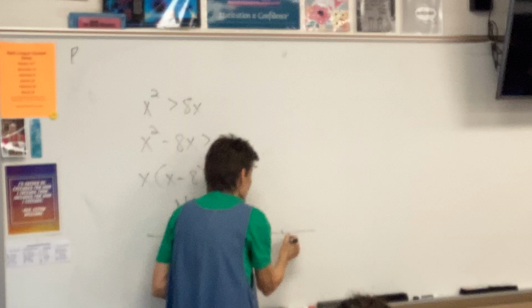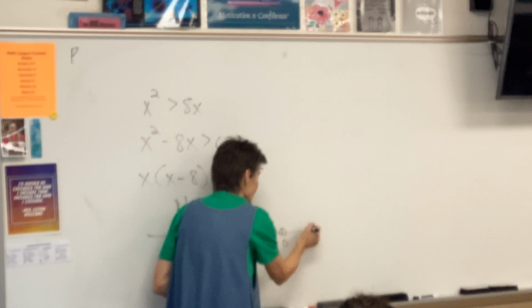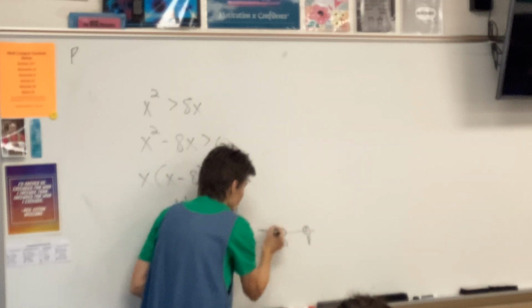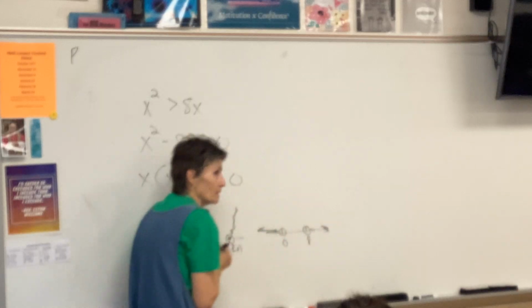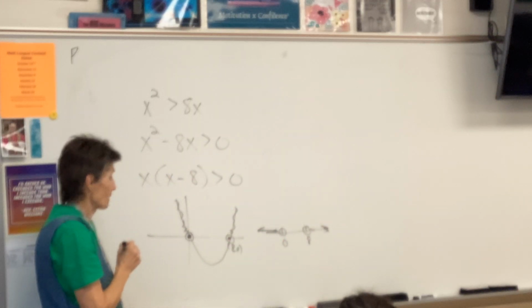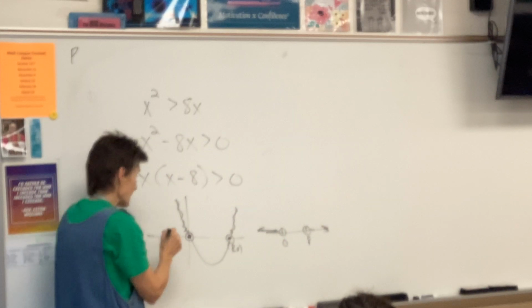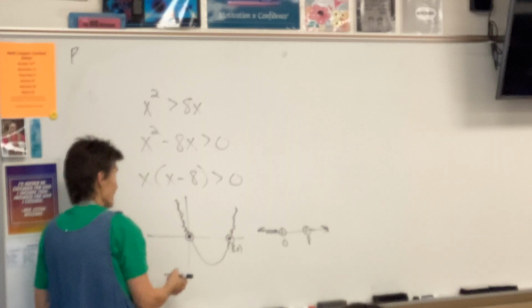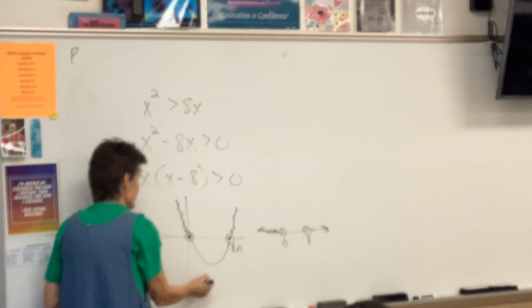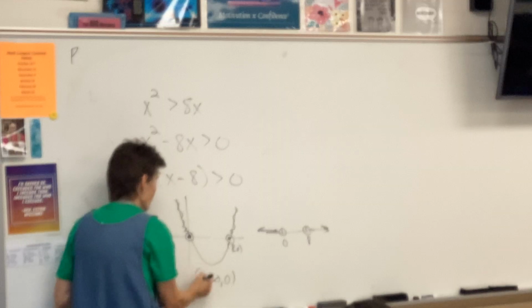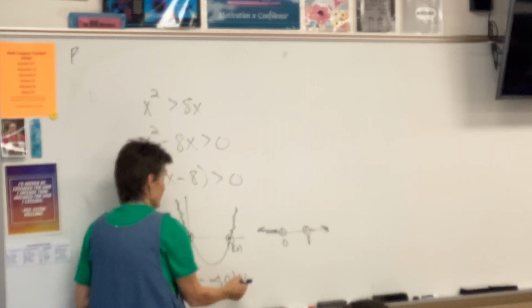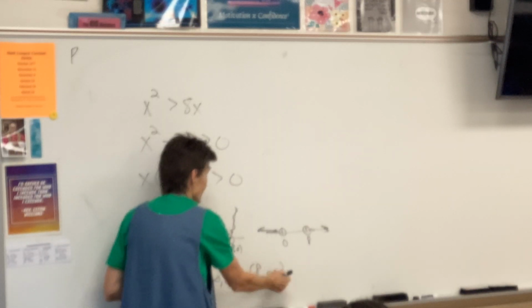Now, if I did it on the number line, which would be another option, you would have shaded over here and shaded over here. So what is my answer? What do I write down as the answer? Negative infinity to 0, and then 8 to positive infinity.